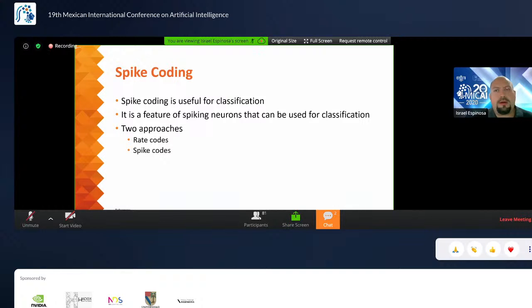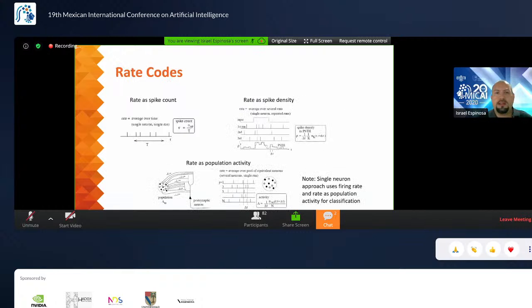But it is important, because we can use that coding in the spike train to perform classification problems. We have two approaches for spike coding: the first one is rate coding, and the second one is spike coding. When we are talking about rate codes, there are three simplest approaches. The first one is the rate as spike count.